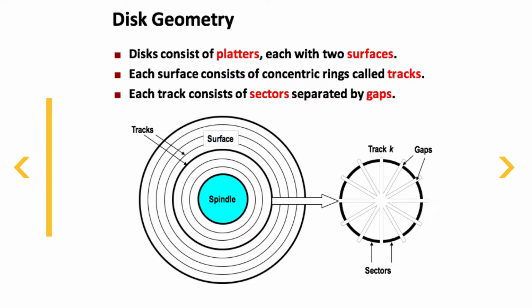we have our disks, which consist of platters, right? Remember that from the previous graphic. And each platter has two surfaces. Now, each surface has concentric rings called tracks. If you've ever seen an old vinyl record player, right? These vinyl records, the same kind of idea, right? They've got tracks on these surfaces. Each track consists of sectors that are separated by gaps. So we've got our platters divided into the two surfaces that they have. The surfaces are divided into tracks, and the tracks are further subdivided into the sectors.